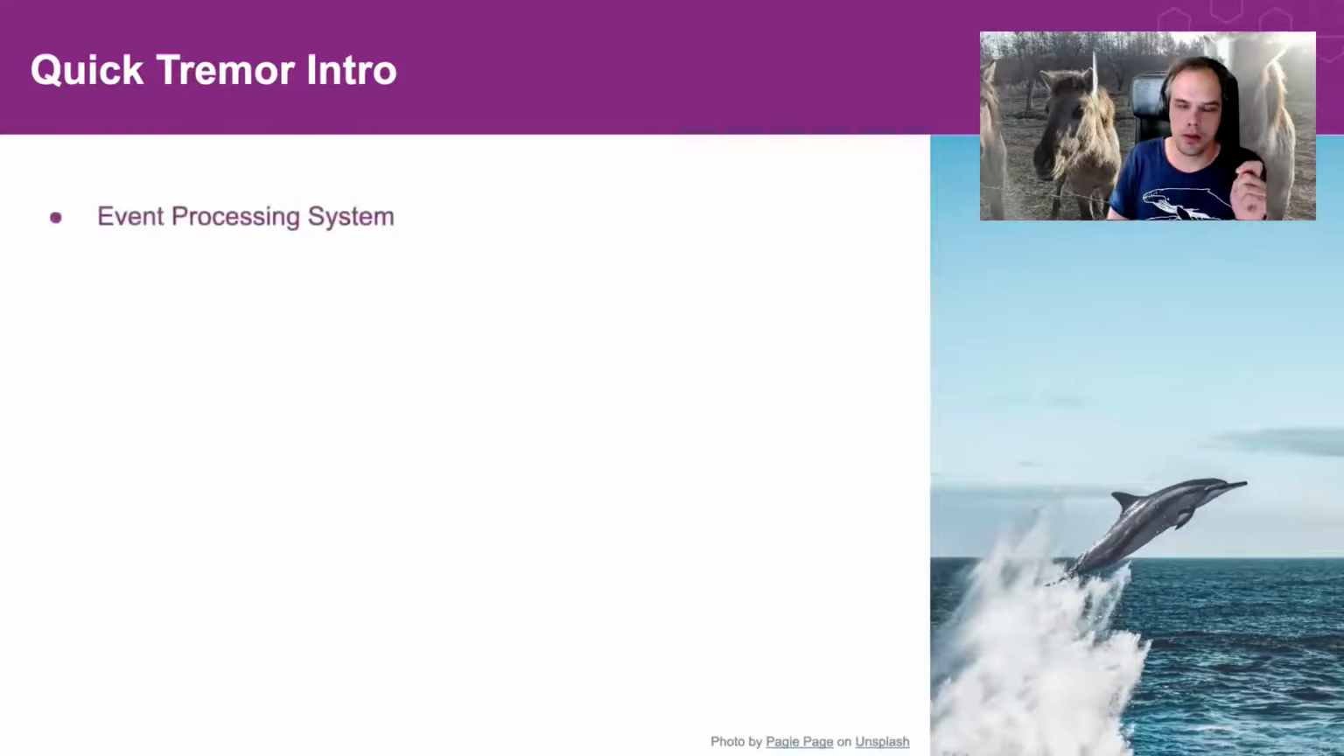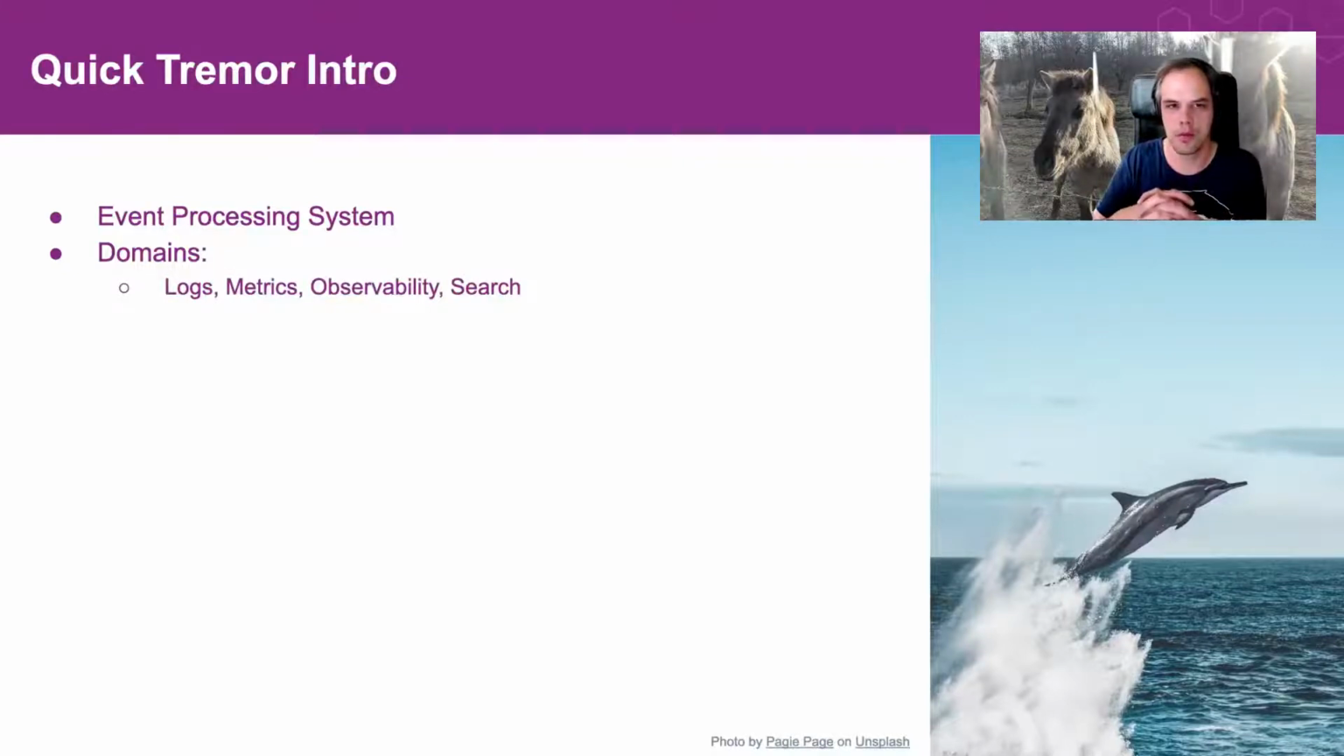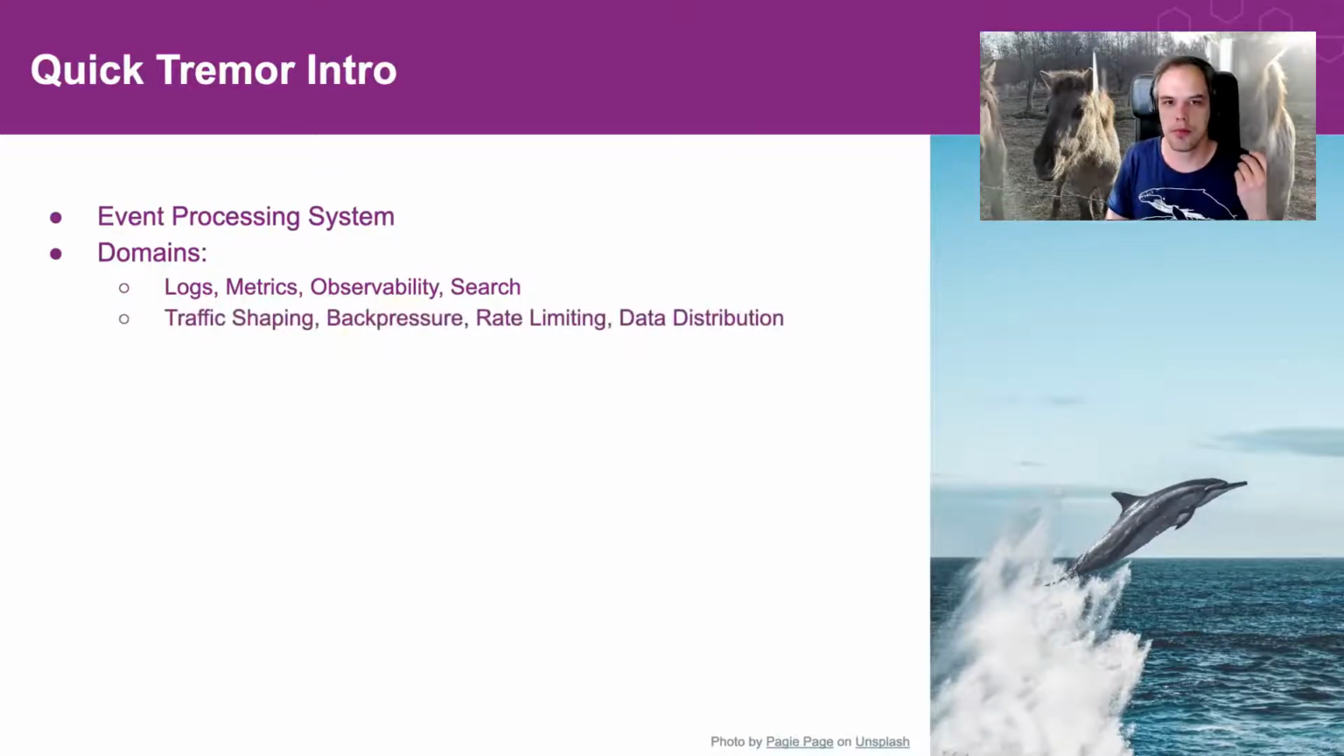So a quick intro. We are an event processing system, like there are many around. The domains where we operate right now are logs and metrics, shipping and forwarding and traffic shaping, everything in the observability domain, and search. In general, you could say wherever you need traffic shaping, back pressure, rate limiting, or data distribution. These are the kinds of domains where we operate.